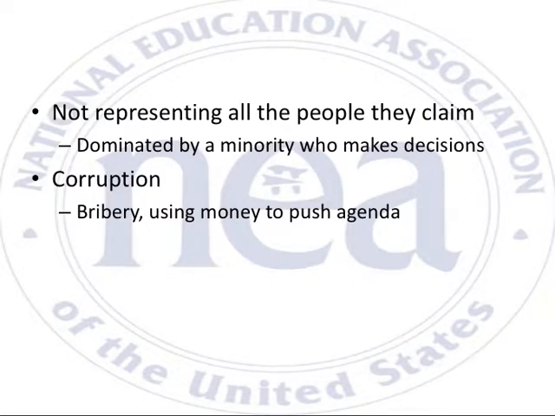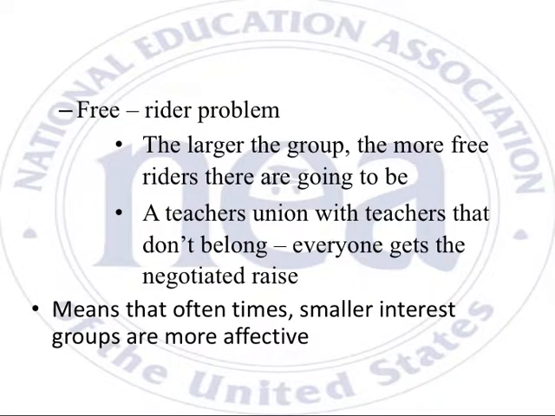And sometimes they don't represent all the people they claim that they do. And there's sometimes corruption, a lot of money going around, maybe just using money to push their agenda. One of the examples is called the free rider problem. The larger the group, the more free riders there are going to be, so people just kind of jumping on board. Teachers unions with teachers that don't belong.